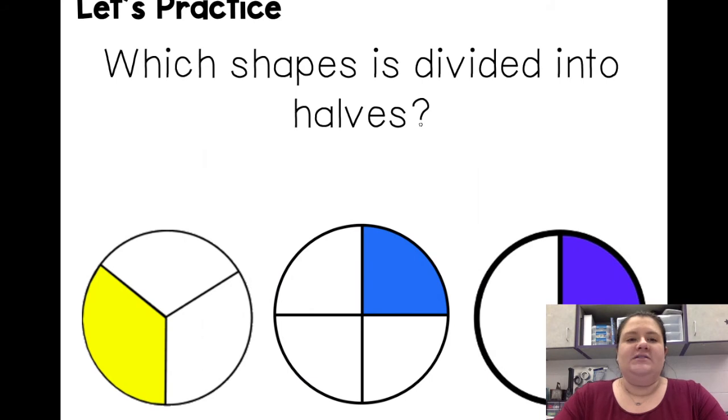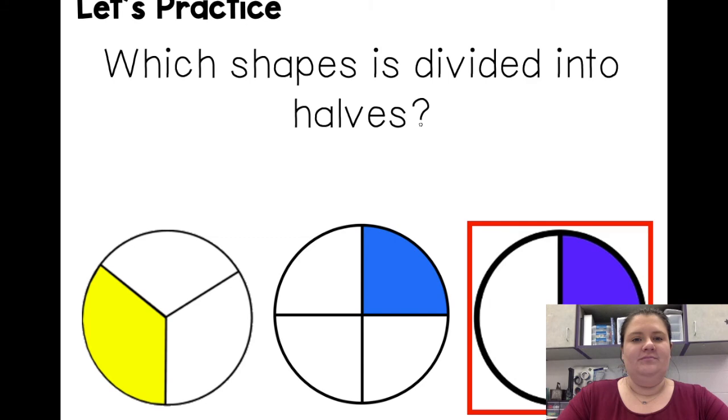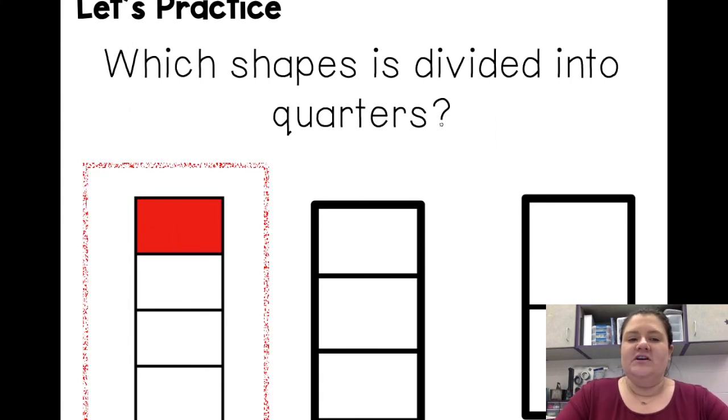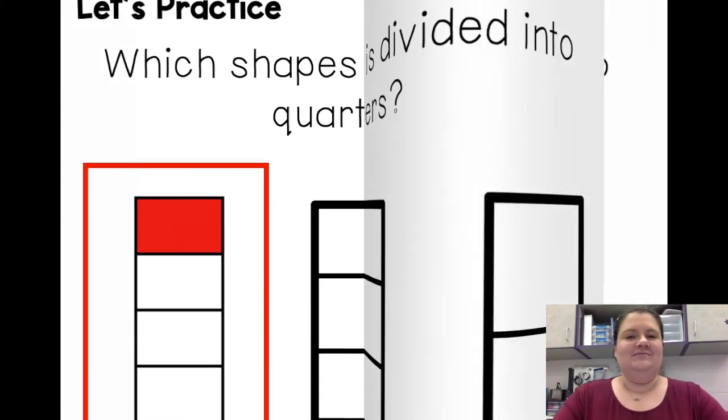All right, our next question, which shapes are divided into halves? So which of these shapes is divided into halves? That means there's going to be 2 equal pieces. All right, I see 3, I see 4. Well, this one on the far right end is going to be half. All right, which shape is divided into quarters? That means there are going to be 4 equal pieces because remember, 4 quarters equal $1. If you said this first rectangle, you are correct.